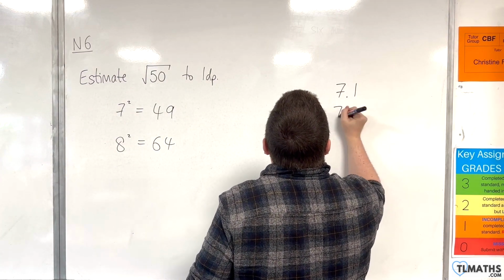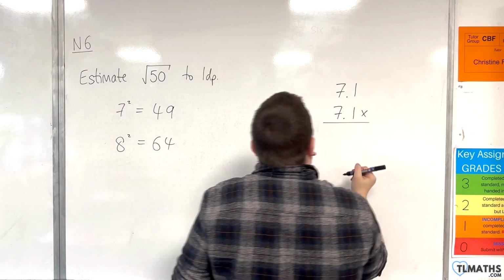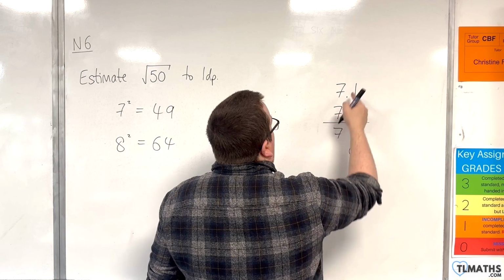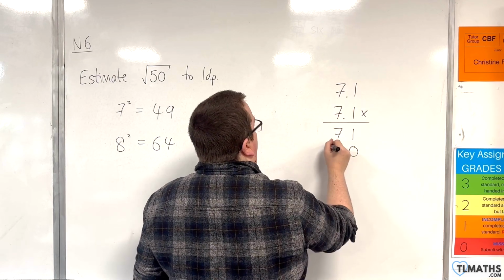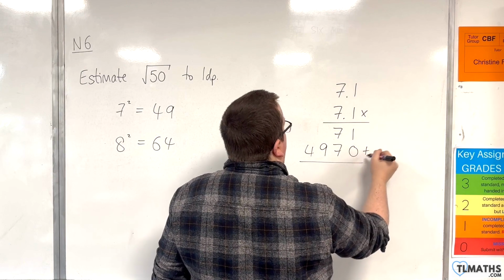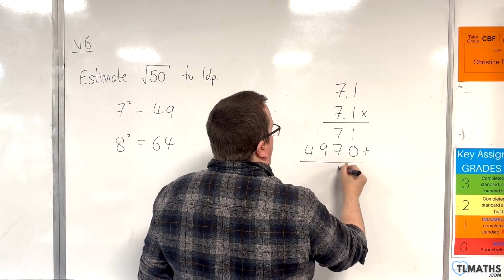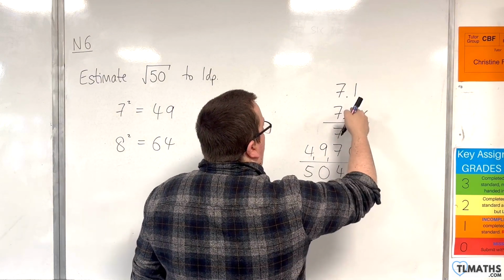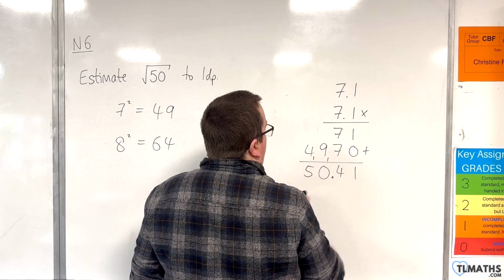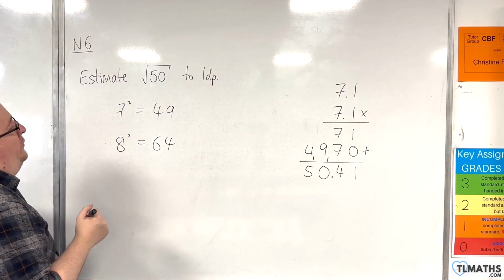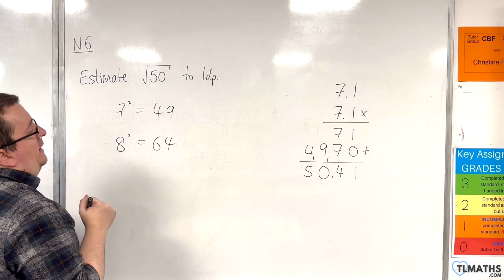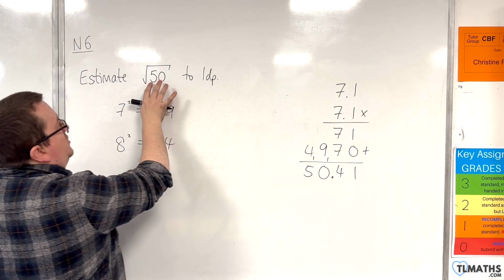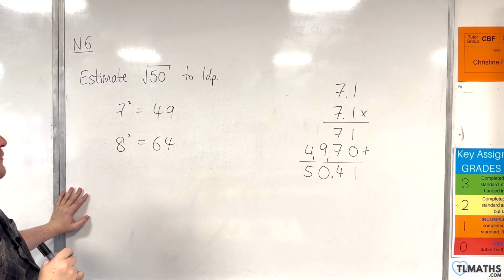So 7.1 times 7.1. 1 times 1, 1 times 7, bringing a 0. 7 times 1, 7 sevens are 49. Add those two results together, so we get 1, 14, 10, and so that's going to be 50, and we've got 2 points to the right of the decimal point, so that's 50.41. So that means that 7.1 squared is 50.41, which is just a little bit larger than 50.